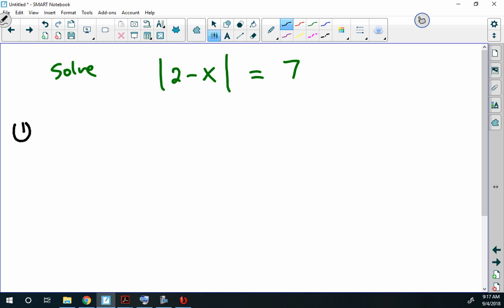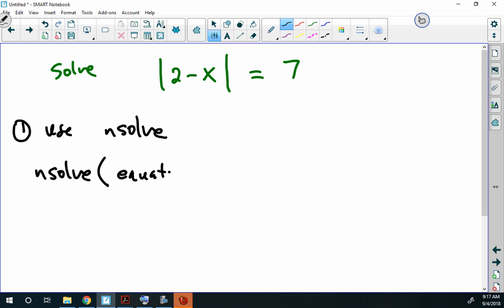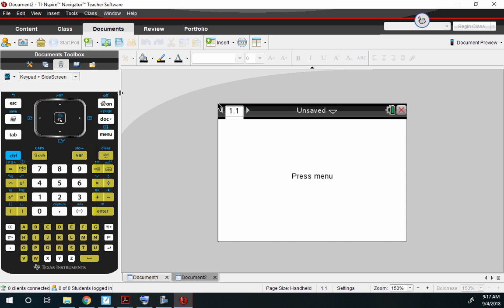Number one, you can use this technique called NSolve. Anybody ever hear NSolve on the calculator? Did I show you this? It's the bee's knees. It's the cat's meow. It's the horse's pajama. What you're going to do is type NSolve, left parenthesis, the equation, followed by a comma, followed by an x, because that's the variable you're solving for, and then close the parentheses. Okay? So you're just going to type those things. Now our equation is the absolute value of 2 minus x equals 7. So let me see if I can do this.